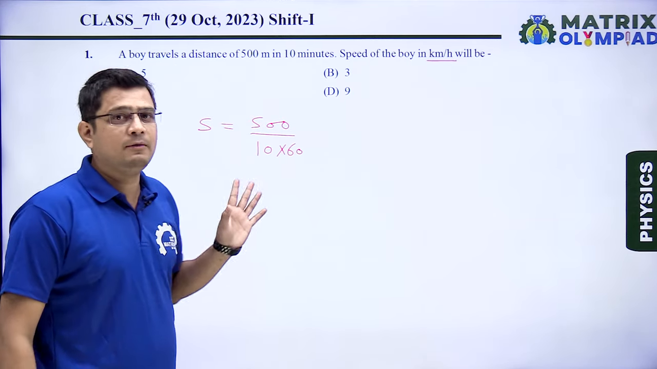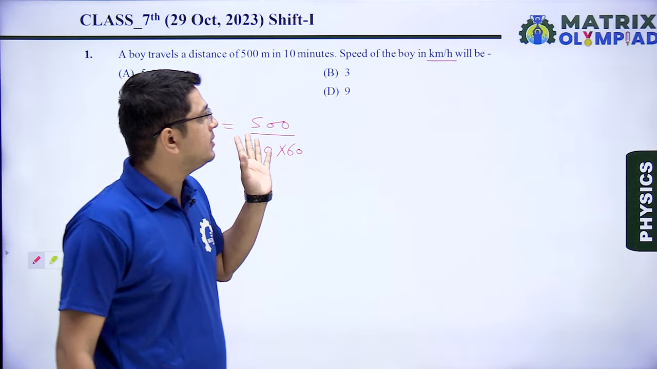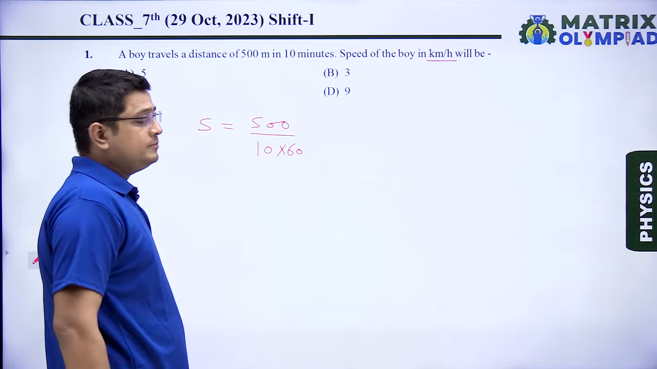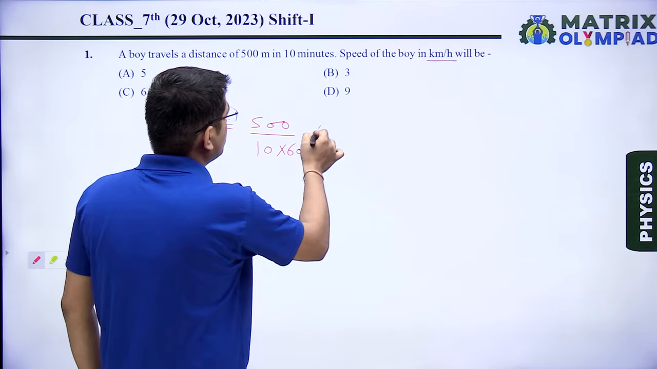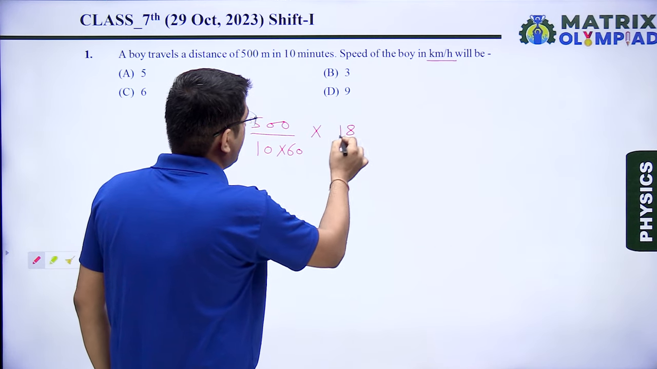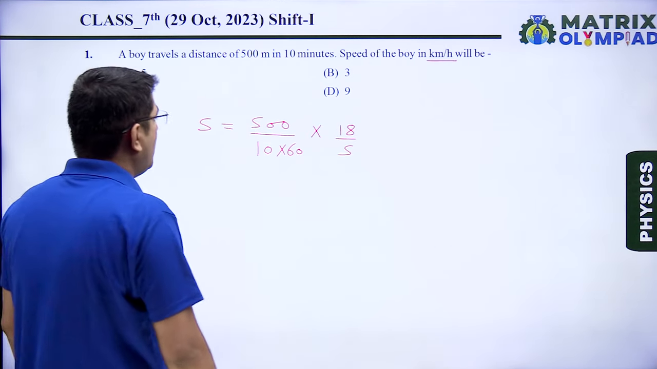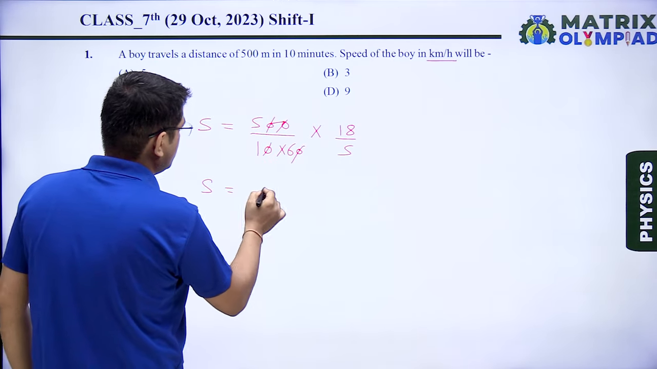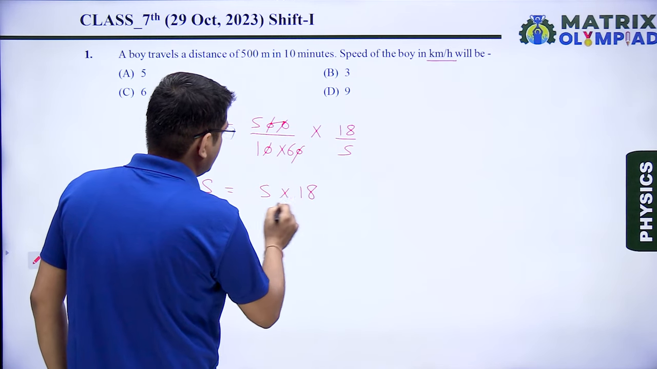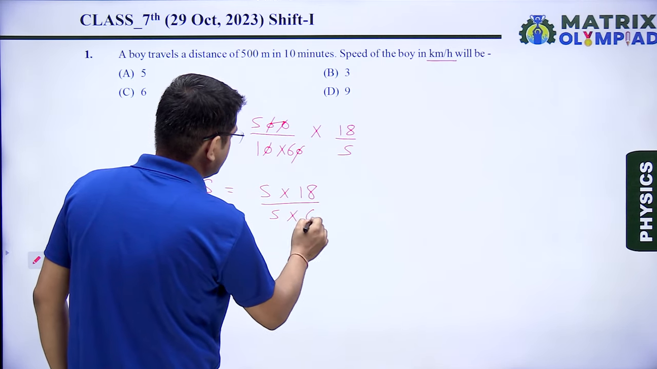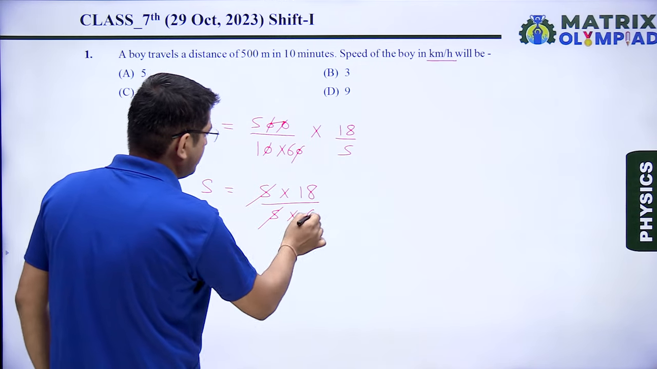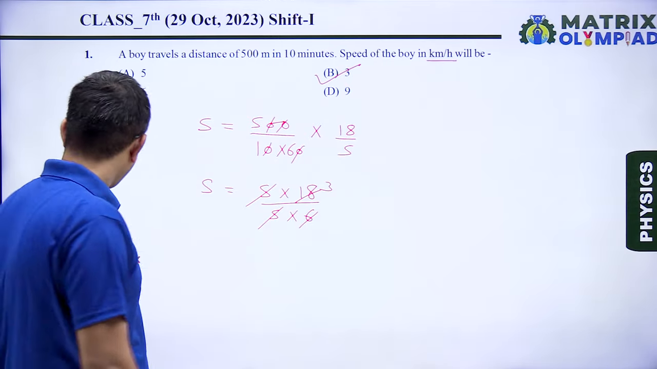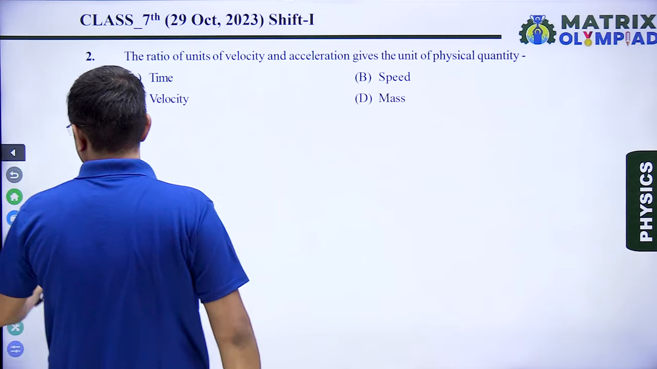Now the answer will be in the form of meter per second, but we have to convert it into kilometer per hour. So to convert meter per second into kilometer per hour, we have to multiply it by a factor, which is 18 upon 5. Okay. Now solving this, we will get speed is equals to 5 multiplied by 18 divided by 5 multiplied by 6. So this 5 is cancelled by this 5, and from here easily we can say that our correct answer is option B. Next question, question number 2.